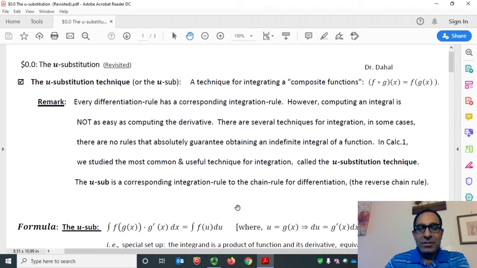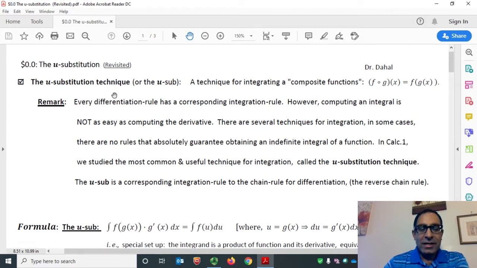Today is our first day of Calculus 2, and in today's class I'd like to review the U-substitution technique for integrations. So let me start the class right away.